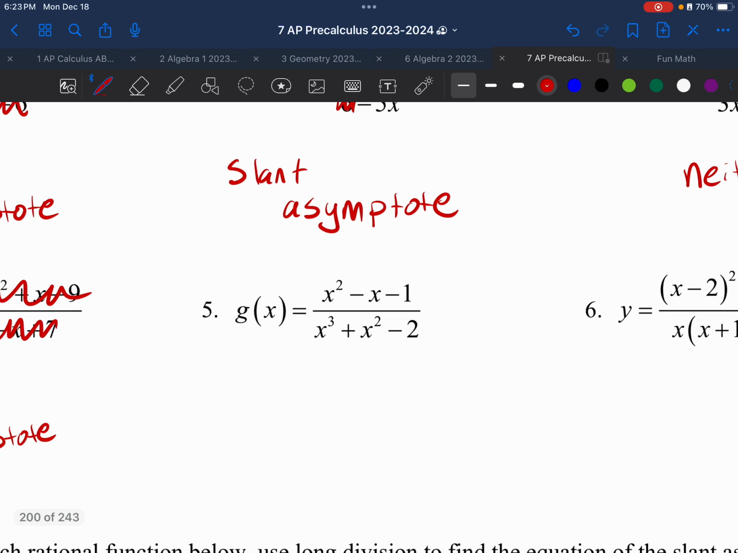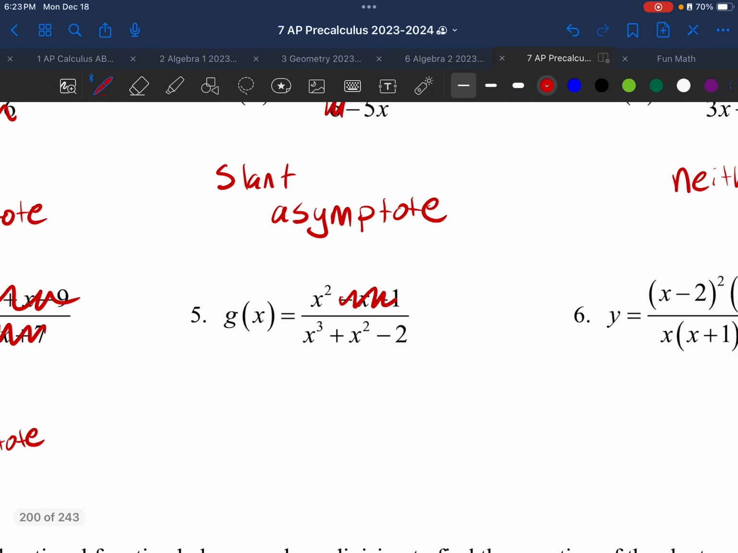In number 5, the small things are crossed off, and I have a power of 2 and a power of 3. So the bottom wins. Whenever the bottom wins for our top-bottom rules, we have an answer of 0, and 0 is a horizontal asymptote. So bottom winning is always a horizontal asymptote.